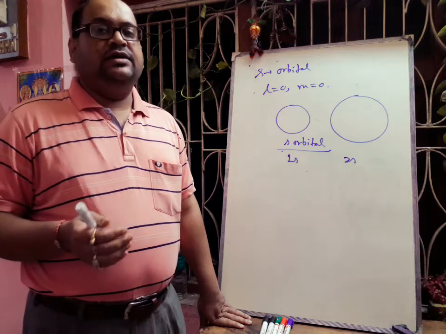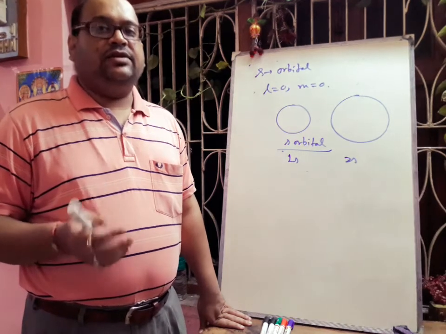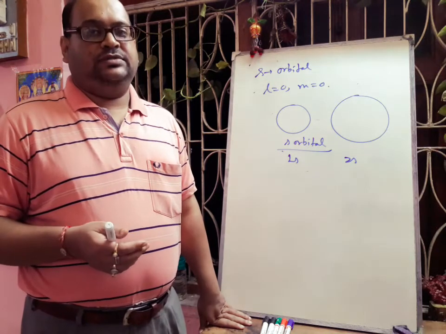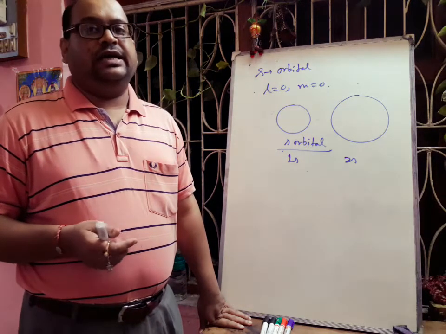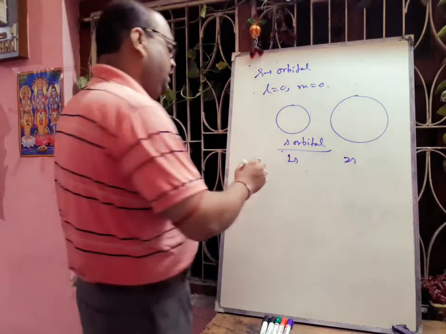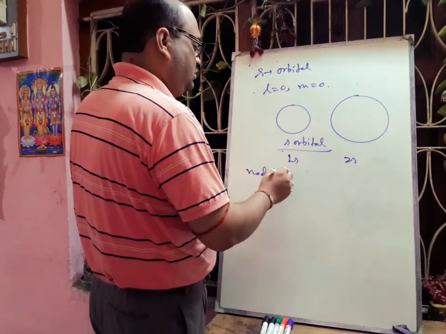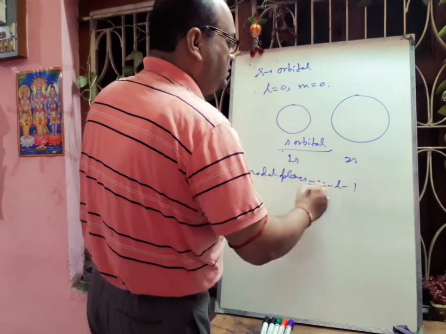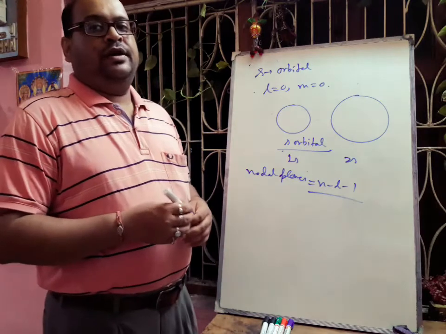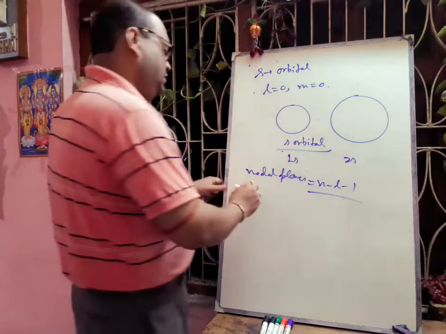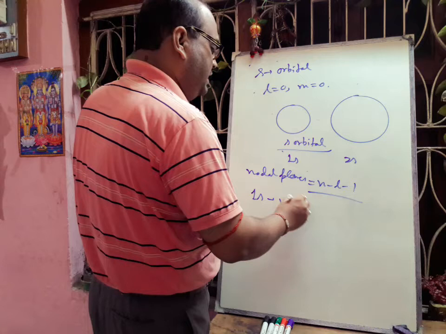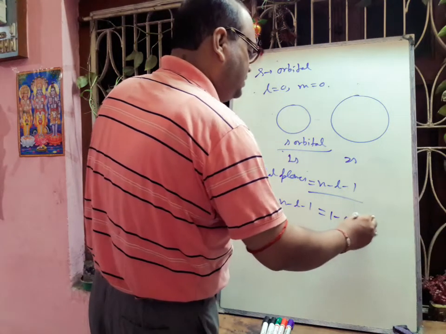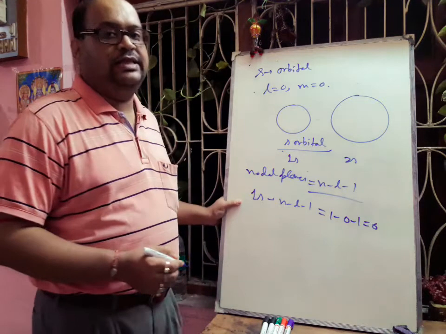There is a region between these spheres where the electron density is 0, and this region is called a node or nodal plane. The number of nodes in an orbital in any energy level will be equal to n minus l minus 1. Now if we think about the 1s orbital, what will be the value of n minus l minus 1? n is 1, l is 0, minus 1, that will be 0. So in case of the 1s orbital, there will be no node.